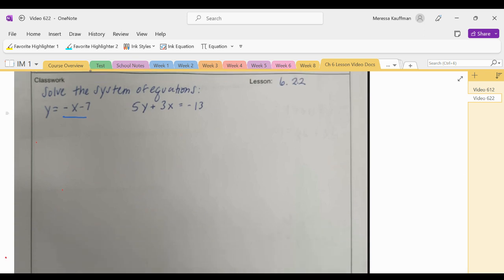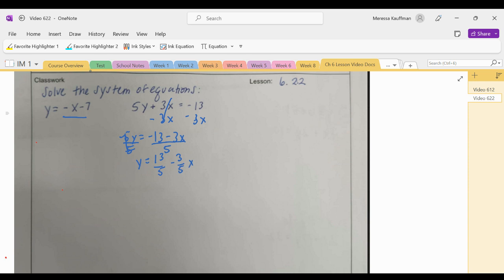I'm going to solve for y, so I'm going to subtract 3x from both sides. And notice that this 3x and these two are not like terms. We can't add them together. This goes to 0. I get 5y is equal to minus 13 minus 3x. I divide both sides by 5. This ends up being 1, so it's y equals 13 over 5 minus 3 over 5x.